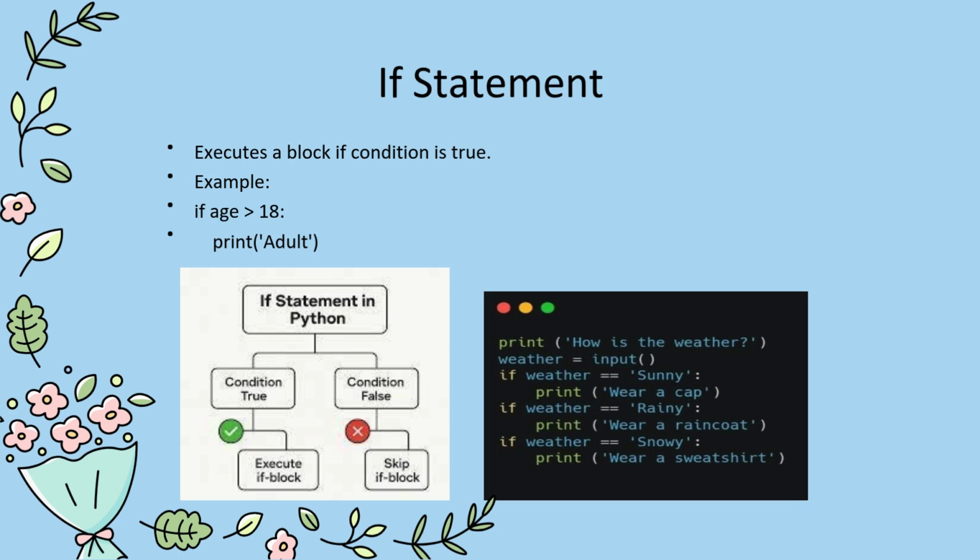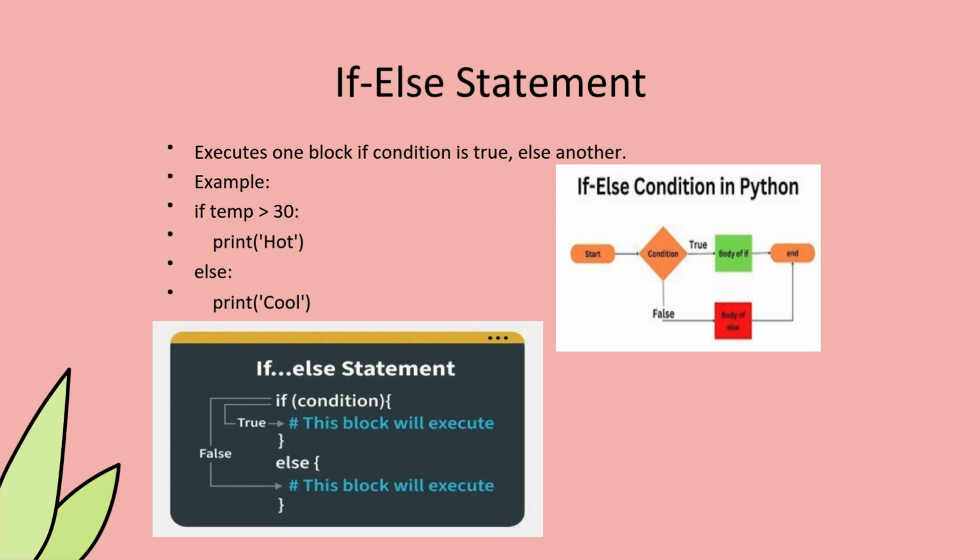We have understood the if statement. Let's talk about its natural companion, the if-else statement. An if-else statement gives your program two possible paths to follow. One path runs if the condition is true, the other runs if the condition is false. So instead of just checking something and doing nothing if it's false, the program now knows what to do in both cases.